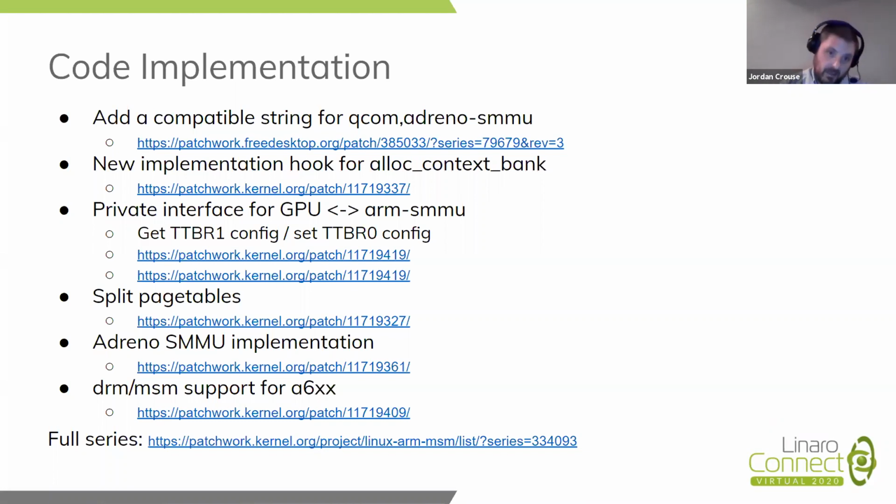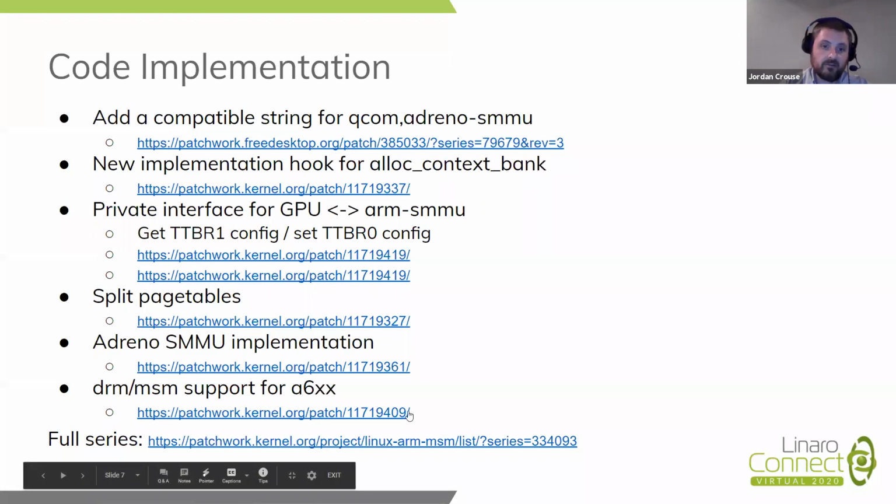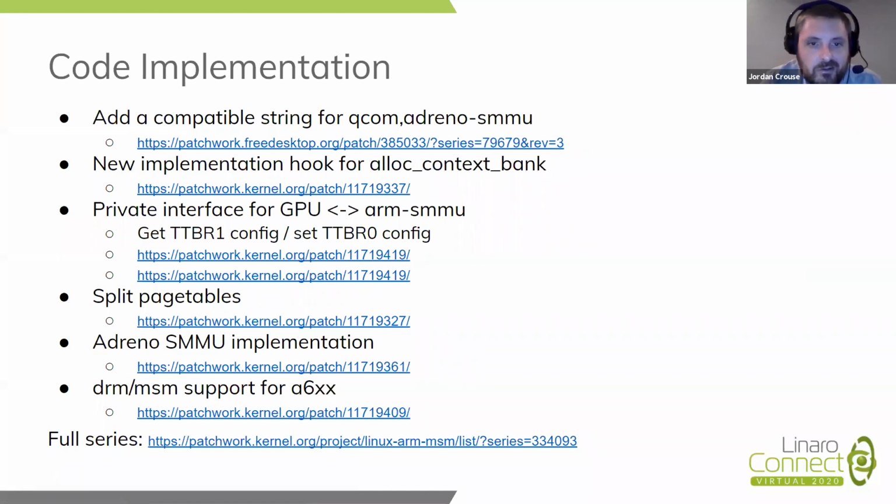And then we needed to create the Adreno SMMU implementation itself. So we needed to create the hooks to interact with the ARM SMMU driver. We needed to do the SID matching, and we needed to do the private interface for the GPU and ARM SMMU. And then finally, the last bullet here is basically the support we have for A6XX. I skipped over a couple things. As is our want, we like to clean things up as we go along and do some other adjustments.